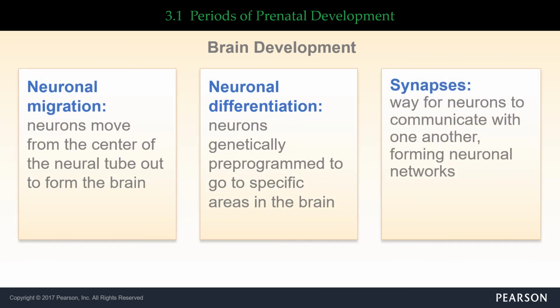During this period, there is neural migration. So the neurons move from the center of the neural tube out to form the brain. And so they travel along different pathways. Neural differentiation: neurons are genetically pre-programmed to go to specific areas in the brain, and they travel along pathways. Synapses are a way for neurons to communicate with one another, forming neuronal networks.